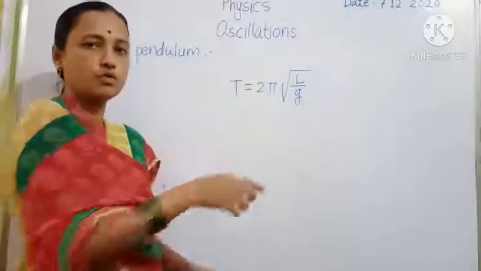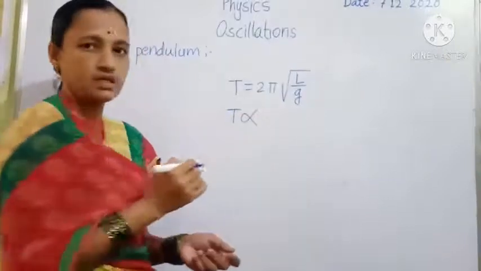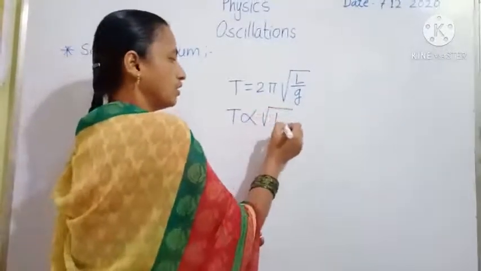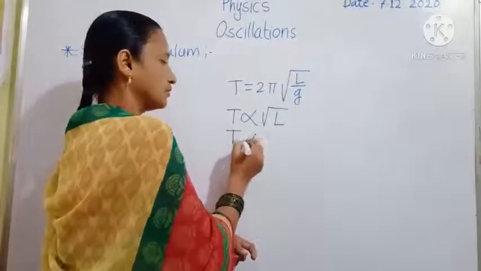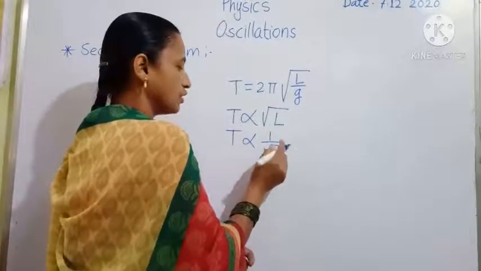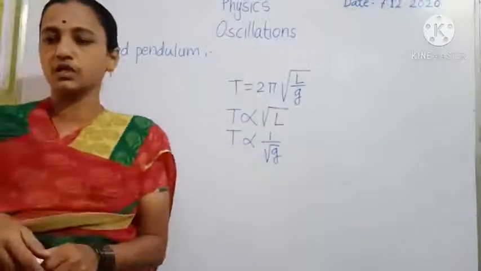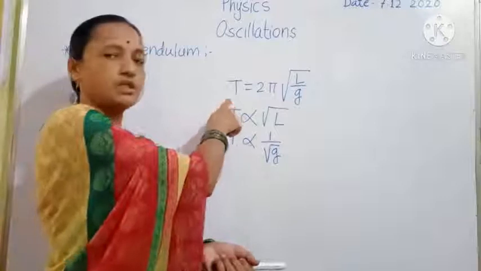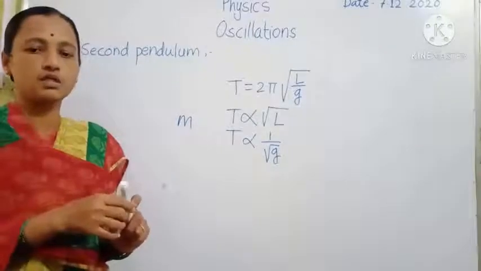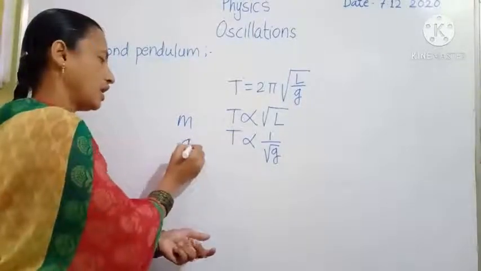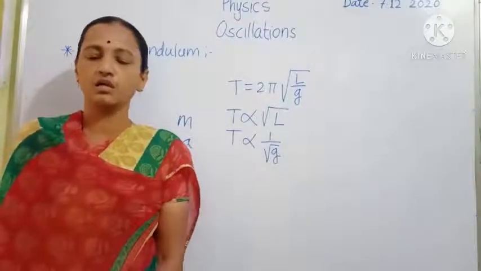From this equation, we see some conclusions. The period of a simple pendulum is directly proportional to the square root of the length. This period of oscillation is inversely proportional to the square root of the acceleration due to gravity. The period of a simple pendulum does not depend upon mass, and it does not depend on its amplitude. These conclusions are also called the laws of simple pendulum.